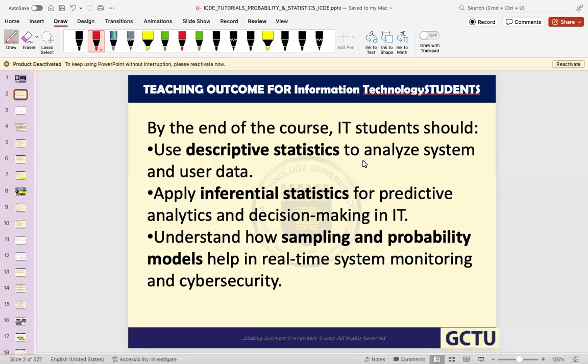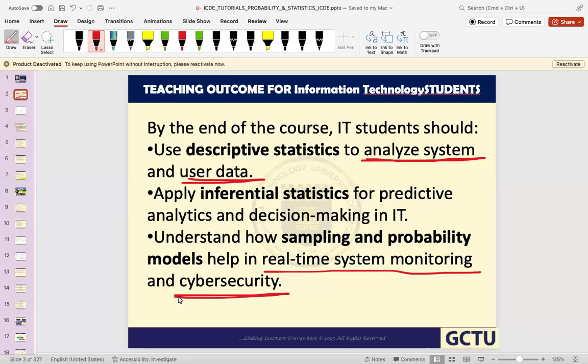able to analyze the systems you will be building as well as the data you'll be using. Okay. There are two tools we'll look at. We'll look at descriptive statistics and then inferential statistics. All of them are going to help us in our IT activities, especially when we are dealing with real-time system monitoring, and then the most important, the cyber security systems.